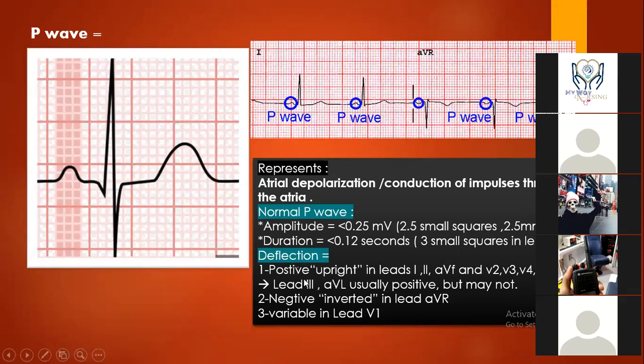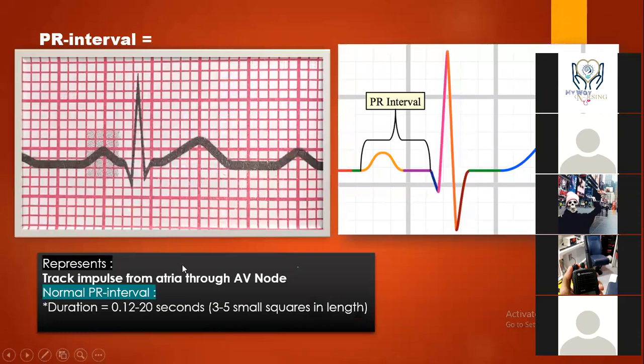P wave deflection. The P wave is normally positive in all leads, but it is negative or inverted in lead aVR. If you go to the ECG paper and you find the P wave inverted or depressed in lead aVR, this is normal. This is a normal deflection. And in lead V1 it is variable, it may be inverted or upright. So this is the P wave.